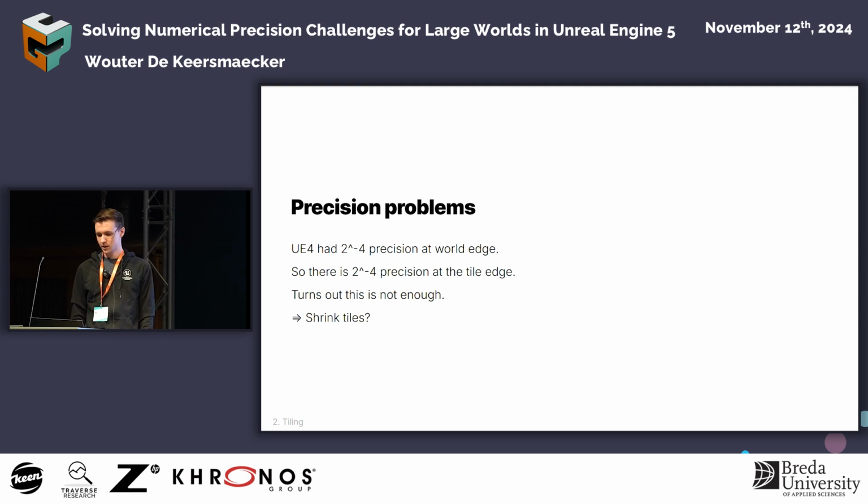Right, yeah. So another problem is that so far in this presentation, we assumed that 1/16 precision was sufficient, but at the edge it's not. Specifically with materials that simulate wind with vertex animation, we saw precision issues that are a lot closer. One option that you might consider is, can we just shrink the tiles? Perhaps if we just cut off the bad parts at the edge, the system works well enough.